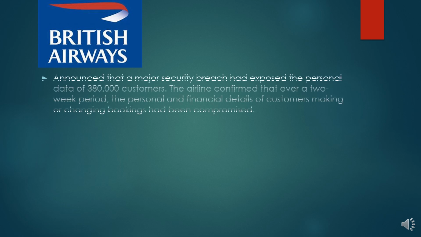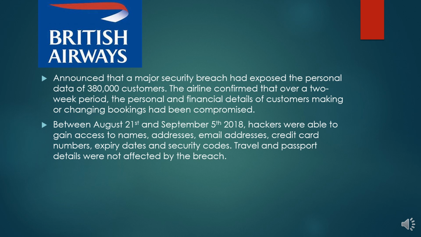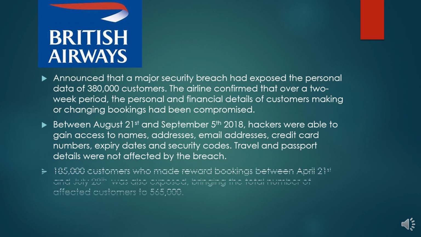British Airways. In another attack on the aviation industry, British Airways announced that a major security breach had exposed the personal data of 380,000 customers. The airline confirmed that over a 2-week period, the personal and financial details of customers making or changing bookings had been compromised. The breach took place between August 21st and September 5th, 2018, and within this time frame, hackers were able to gain access to names, addresses, email addresses, credit card numbers, expiration dates, and security codes. Travel and passport details were not affected by the breach.